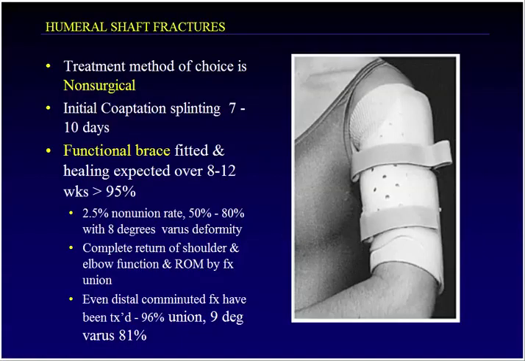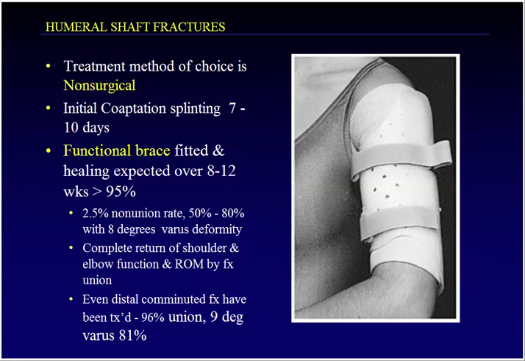Now, we're going to move on down and talk about humeral shaft fractures. Remember that for most humeral shaft fractures, the treatment method of choice is non-surgical in a very simple Sarmiento-type functional brace, as is shown here. You can treat the patient with a coaptation splint for 7 to 10 days while they are having acute swelling. Then once the swelling goes down, you can fit them with a cast brace, and excellent healing and functional recovery is expected in 95% of these cases.